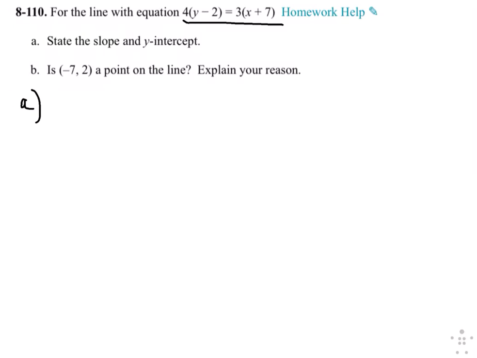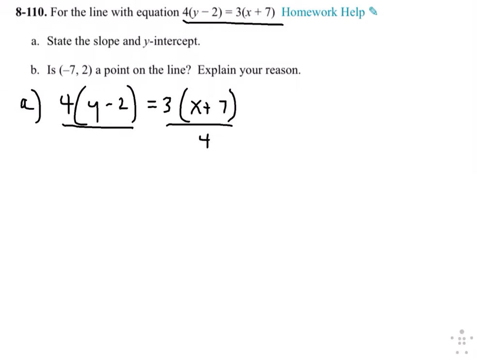Let me write the equation first, right? So 4y minus 2 equals 3 times x plus 7, right? So I'm going to divide both sides by 4, right? Divide by 4 on both sides, because again, I'm trying to get y all alone. So I get y minus 2 equals 3/4 times x plus 7.